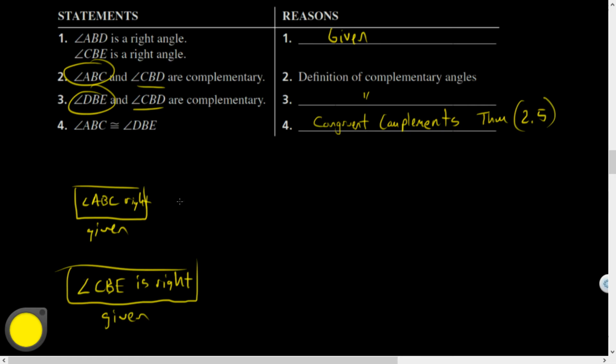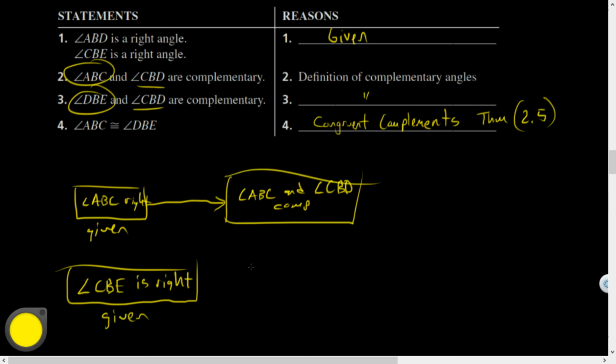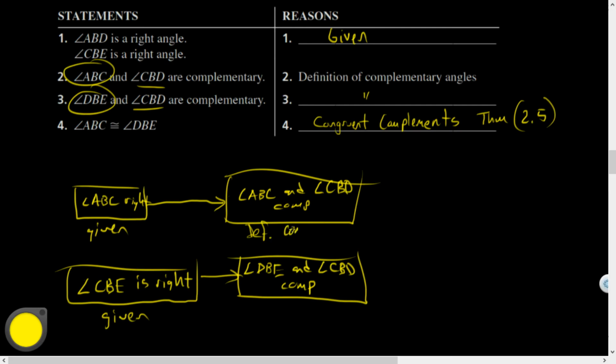This then leads to the fact that right angle ABC and CBD are complementary. Right. And similarly, DBE and angle CBD are complementary. So these are two branches, and I'm going to bring them together in a minute. The reason these were true was definition of complementary.